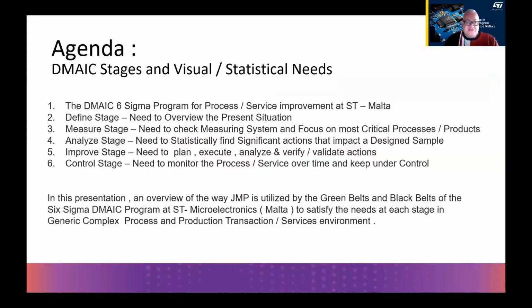So the agenda will be talking about the DMAIC Six Sigma program, for process and service. We are more concentrated obviously on process. We go through the define stage, measure stage, analyze stage, improve stage, and control stage. And we also concentrate on the benefit of using JMP in these stages, and what are the most important and most utilized sections of JMP that we use in our work.